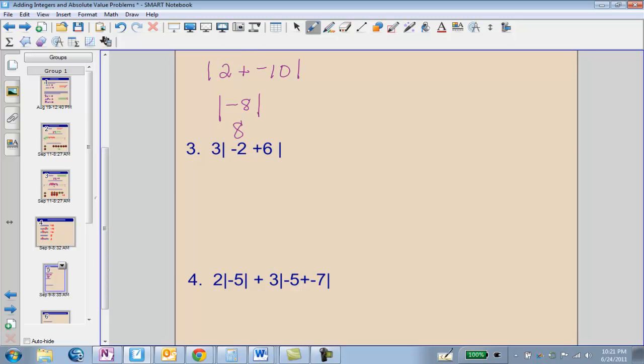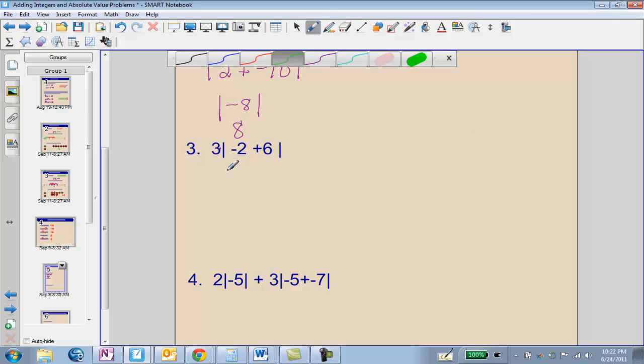In the third example, we have a 3 beside our absolute value bars. There's an understood multiplication symbol between the 3 and the absolute value bars, just like when we have a number beside parentheses. That actually means the number times whatever's in parentheses. Same idea. So here we have 3 times the absolute value of negative 2 plus 6.